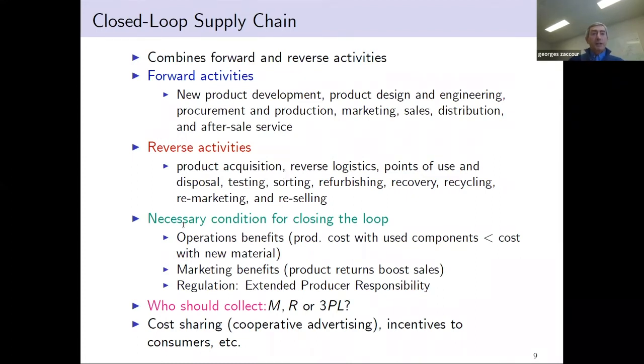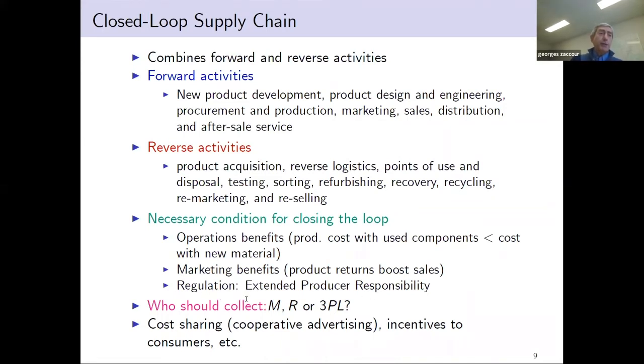Now, it takes a condition to close the loop. One such necessary condition can be operations benefit. So in this case, the manufacturer would be producing with used components at a cost that is lower than the cost of producing with new material. So there is an incentive to collect back used product. There might be also a marketing benefit: when you bring back to the store your empty beer cans, you are buying others. So there is here also an issue of rebuying.